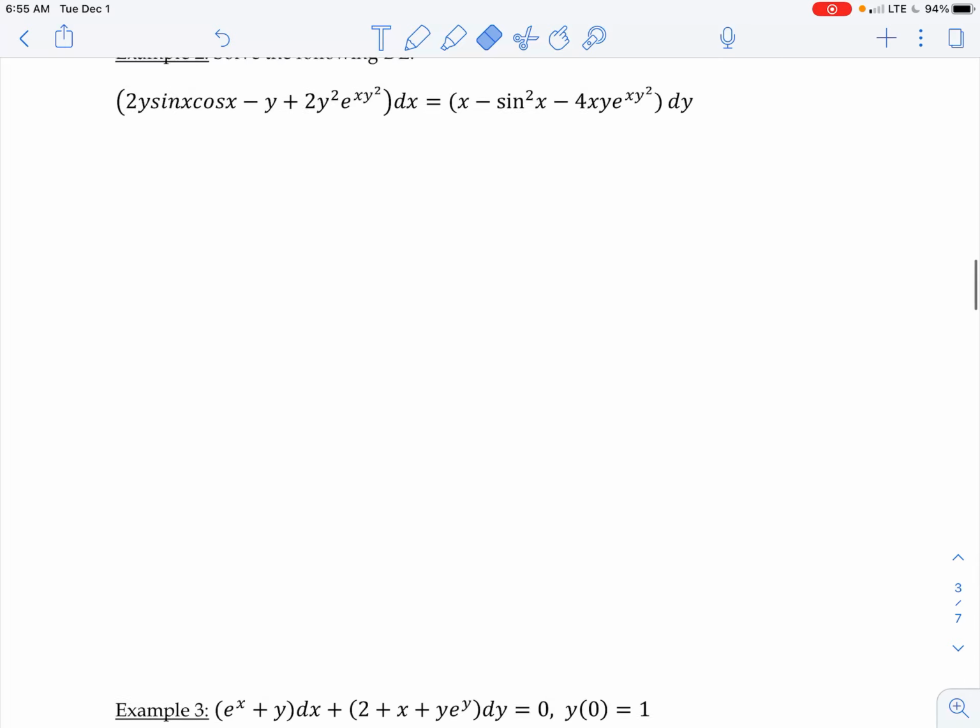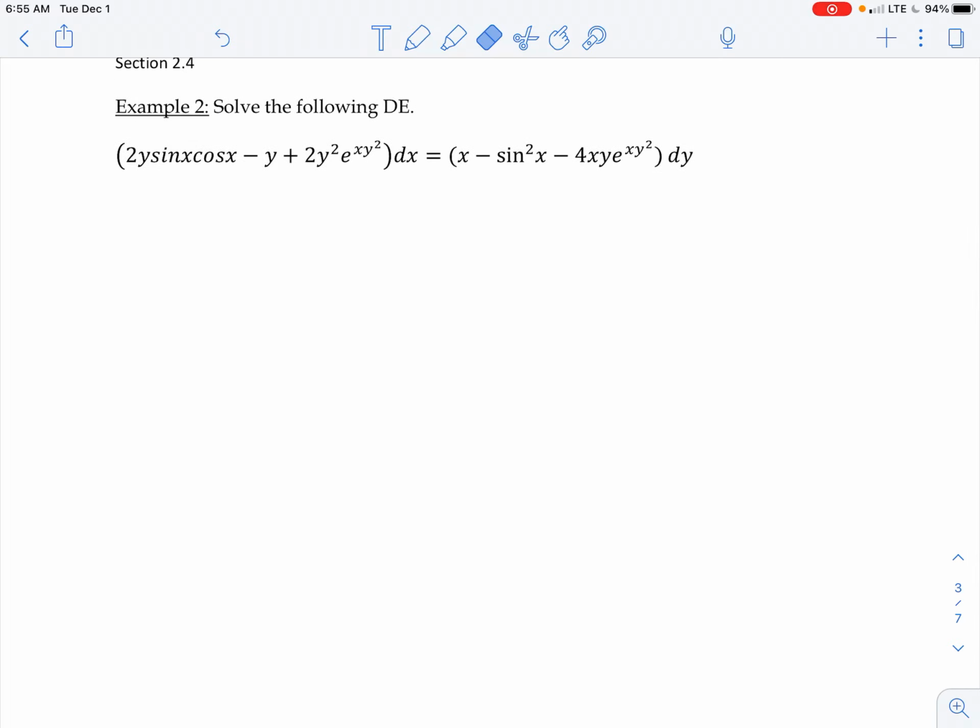Alright, well, hello and welcome to example 2, where we're going to solve the following differential equation. So we have (2y sine x cosine x minus y plus 2y squared e to the xy squared) dx equals (x minus sine squared x minus 4xy e to the xy squared) dy. They're a mouthful. So the first thing we would do is we want to get it of that form, M dx plus N dy equals 0.